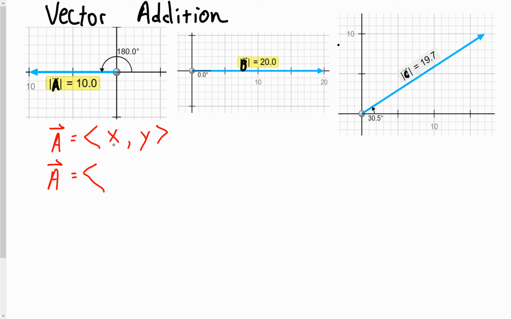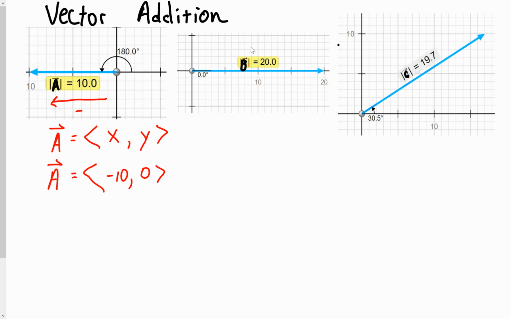Well, let's look at its x component. It's 10, and it looks like all 10 of it is pointing in the negative direction. So my x component is negative 10, comma. Now the question is, how much of vector A points up or down? Well, none of it. So that makes it beautiful. Our definition for vector A is negative 10 and 0. Wow, that's a really clean way of doing this.